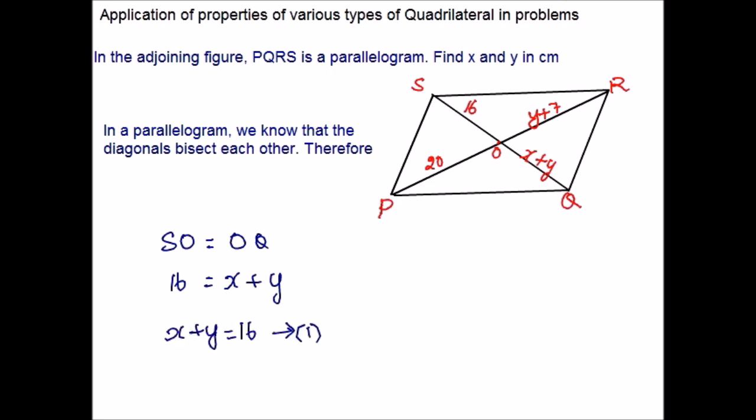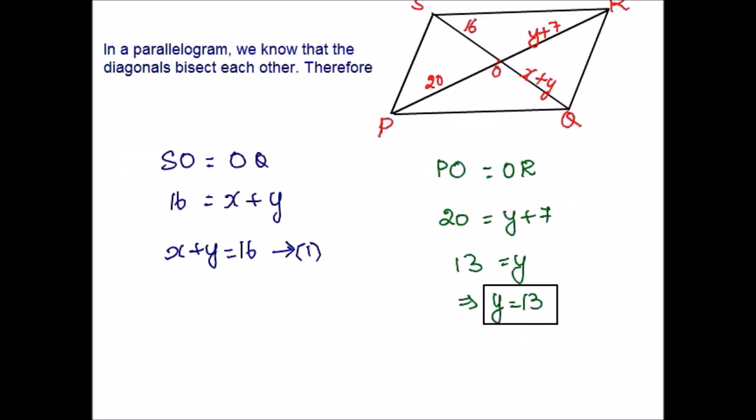Now I am going to take the next equation from the other diagonal. We are going to apply the same property, diagonals bisect each other. You can say that PO will be equal to OR. By plugging in the given values, we will be getting 20 equal to y plus 7. Subtract 7 from both the sides. Just swap the sides. We have got the value for y. Let this be equation number 2.